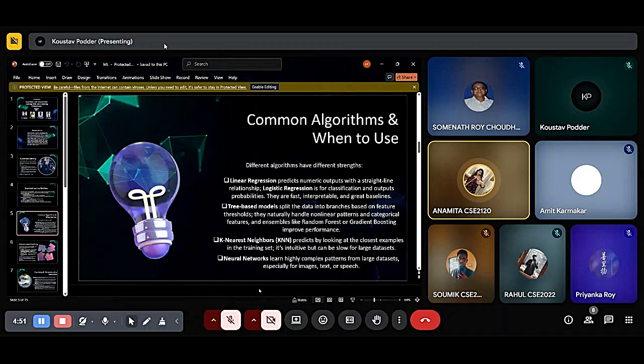Different algorithms have different strengths. Linear regression predicts numeric output with a straight line relationship. Logistic regression is for classification and output probabilities. They are fast, interpretable, and great baselines. Tree-based models split the data into branches based on feature thresholds. They naturally handle nonlinear patterns and categorical features, and ensembles like random forest and gradient boosting improve performance.